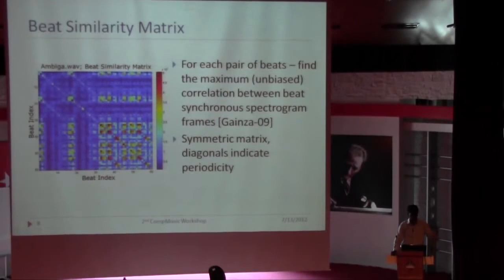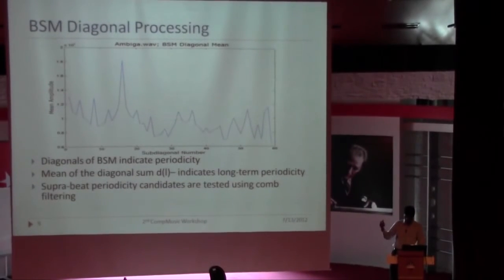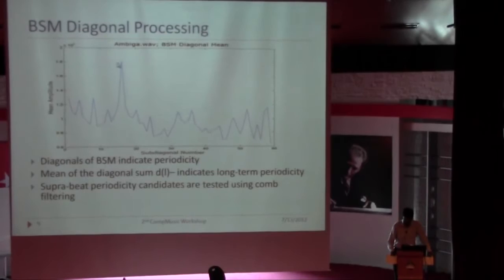This is 0, where each beat is of course correlated with itself, and this is the other structure which we see, which clearly shows that there is some periodicity here. There's a lot which can be inferred from the beat similarity matrix, but here we are just doing the diagonal processing. So if I add up all the diagonals and then plot it, this is what comes out of it. We can see peaks at different values here, and this is perhaps the strongest peak.